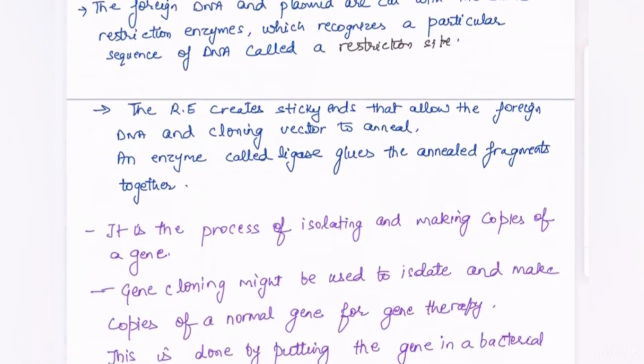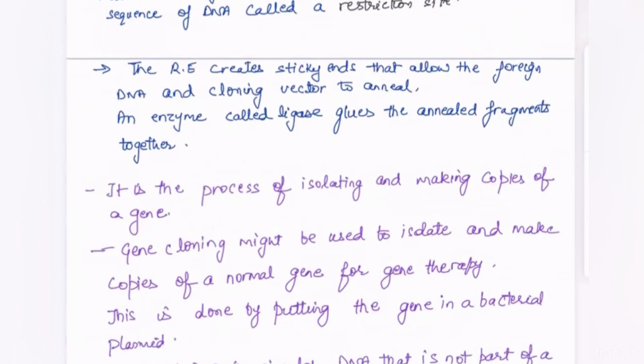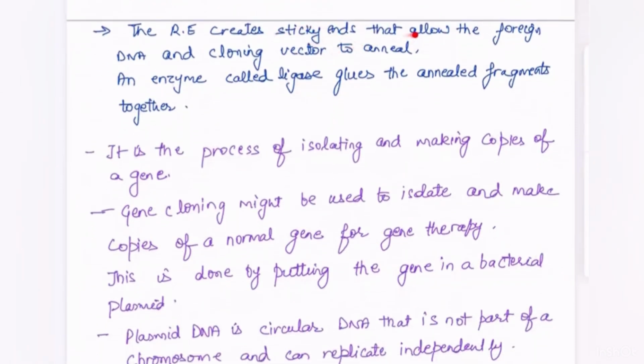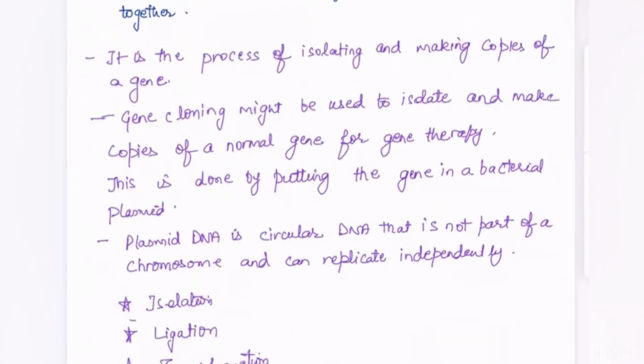The foreign DNA and plasmid are cut with the same restriction enzyme, which recognizes a particular sequence of DNA called a restriction site. The restriction enzyme creates sticky ends that allow the foreign DNA and cloning vector to anneal, and an enzyme called ligase glues the annealed fragments together. It is the process of isolating and making copies of a gene, and gene cloning might be used to isolate and make copies of a normal gene for gene therapy.